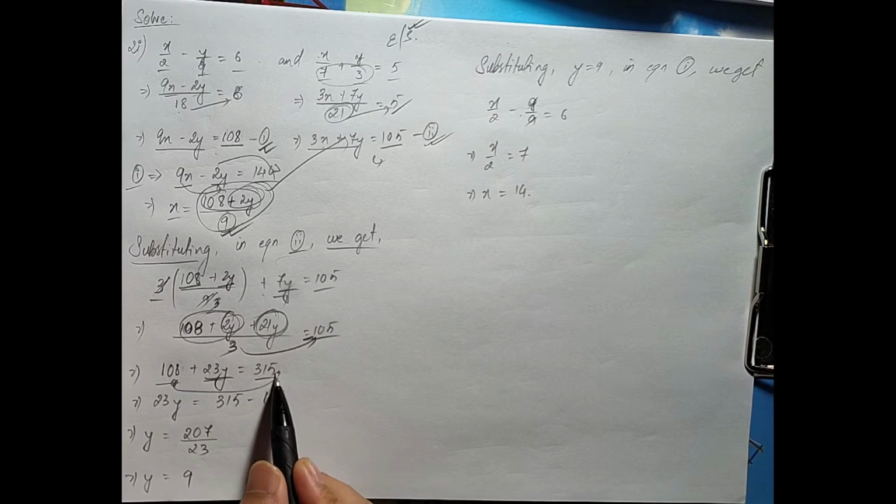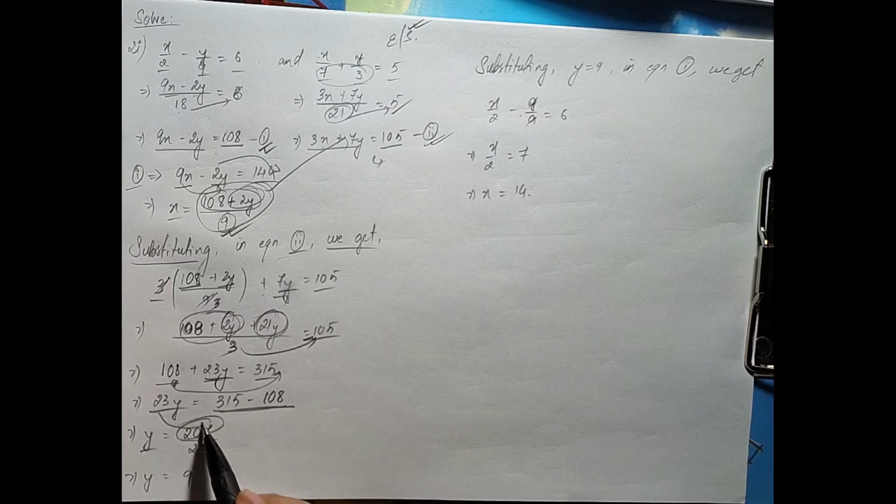Then 108 will go here. So 23y is equal to 315 minus 108. If you subtract, you get 207. 23 will come down, divided by 23. So y is equal to 9.